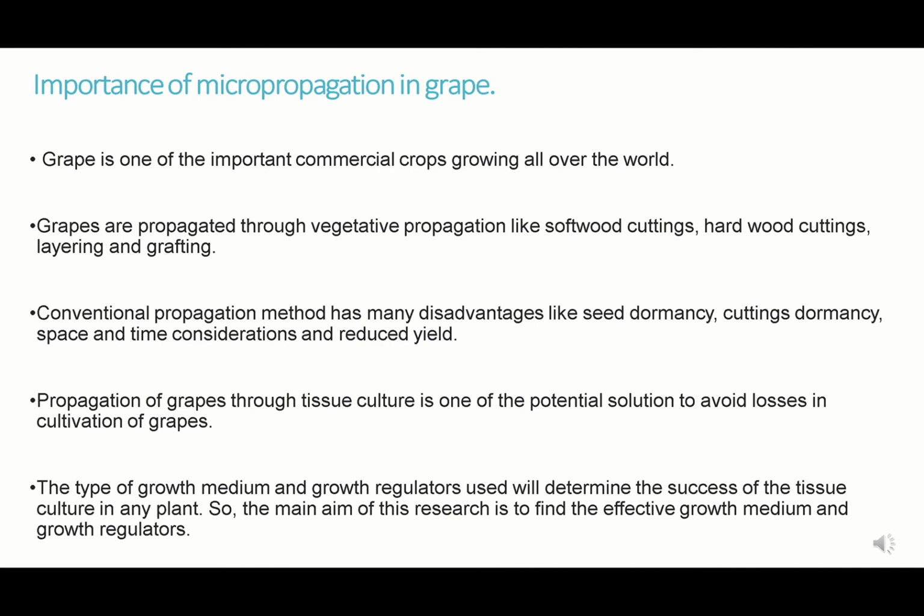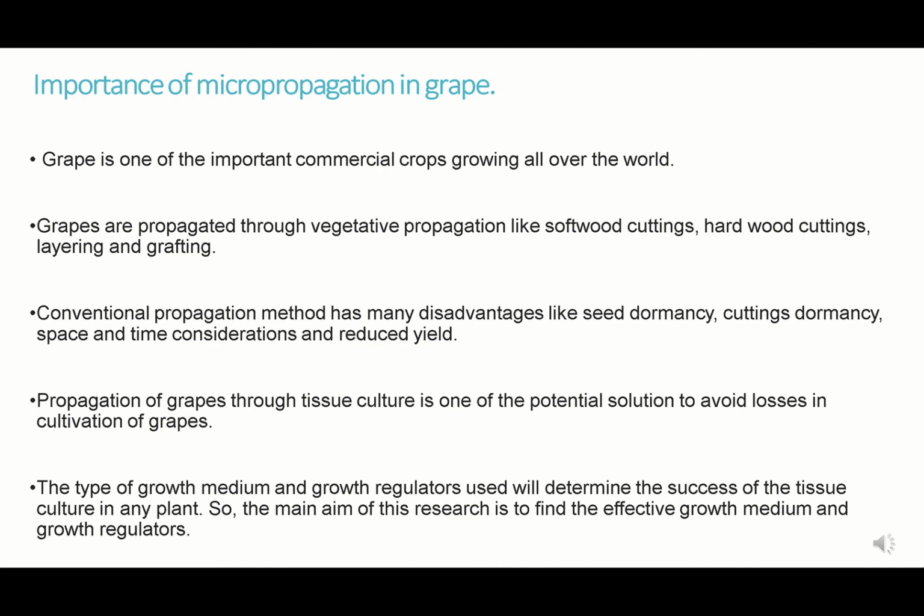The type of growth medium and growth regulator used will determine the success of the tissue culture in any plant. Out of many researches conducted, modified MS medium, modified by changing the concentration of manganese, chloride and iodide salts, proved to be more efficient than the original MS medium. The best example of modified MS medium is Chee and Pool C2D medium, developed especially for grape micropropagation.